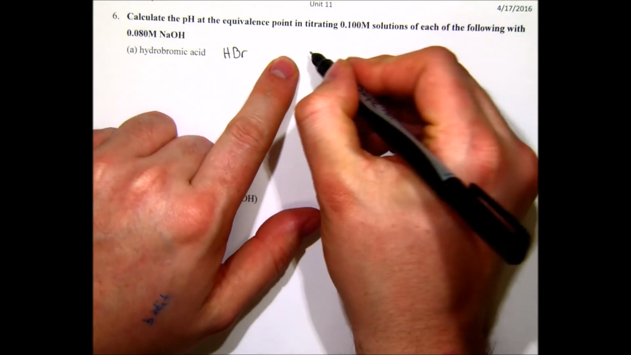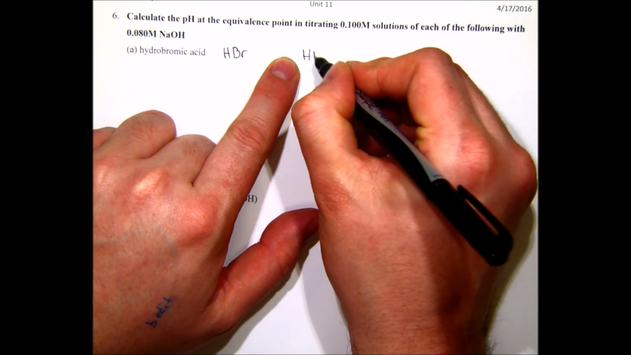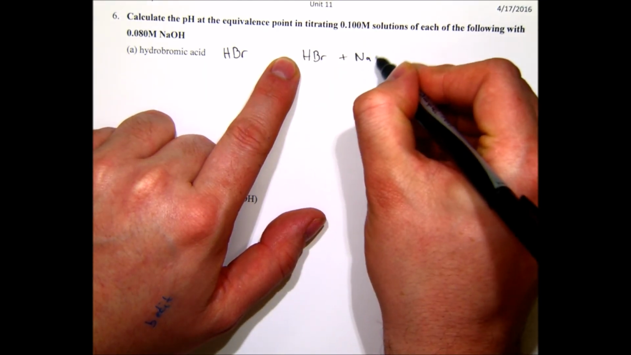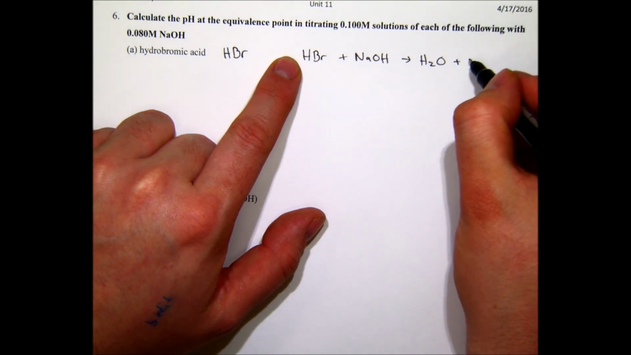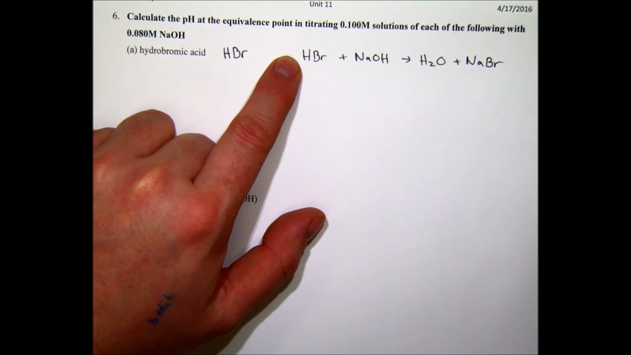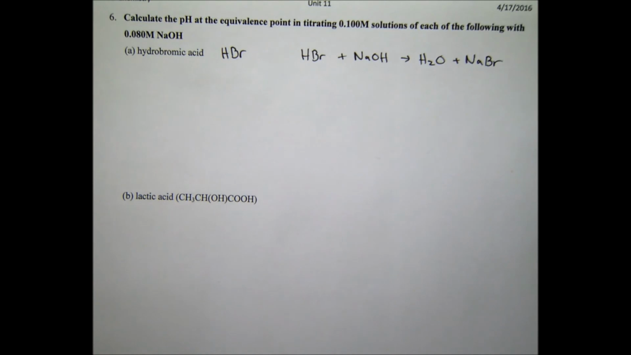I didn't give the equation there because this is HBr. HBr is a strong acid, and that strong acid is going to completely react with NaOH, producing water and basically a salt of sodium and bromide. So in this particular case, we're ending with HBr plus NaOH to give H2O plus NaBr. So there's not a lot here.